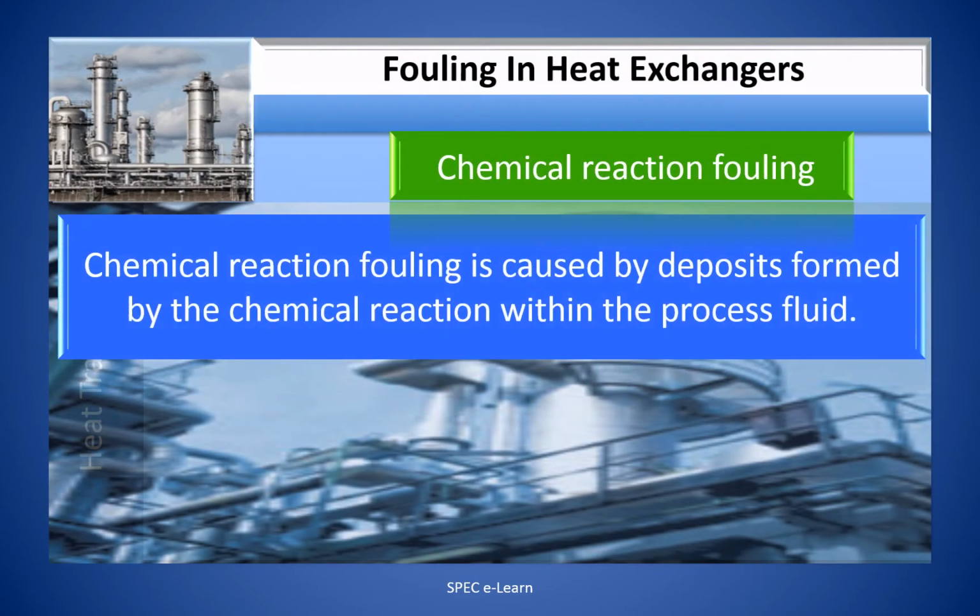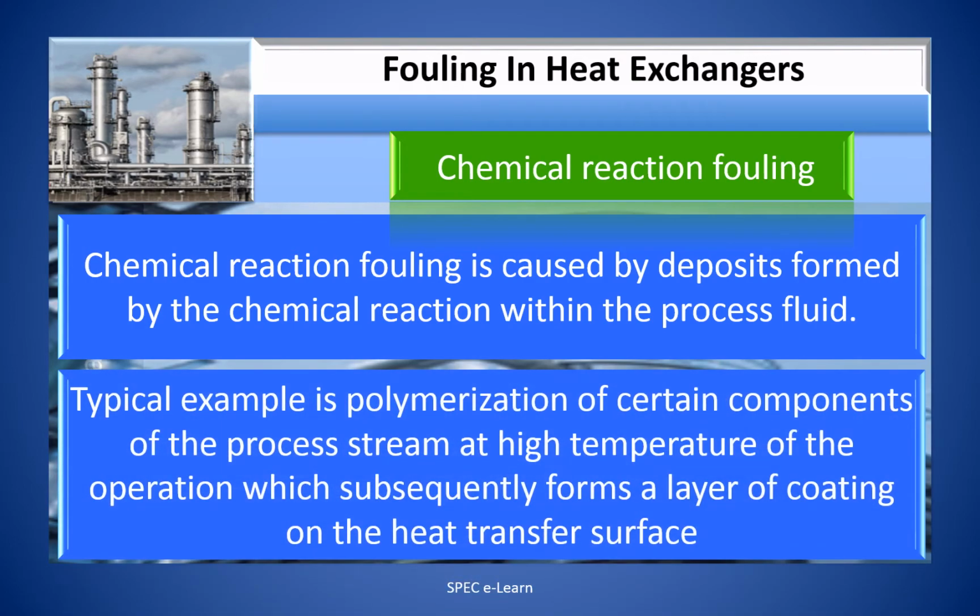Chemical reaction fouling. Chemical reaction fouling is caused by deposits formed by a chemical reaction within the process fluid. A typical example is the polymerization of certain components of the process stream at the high operating temperature, which subsequently forms a layer of coating on the heat transfer surface.